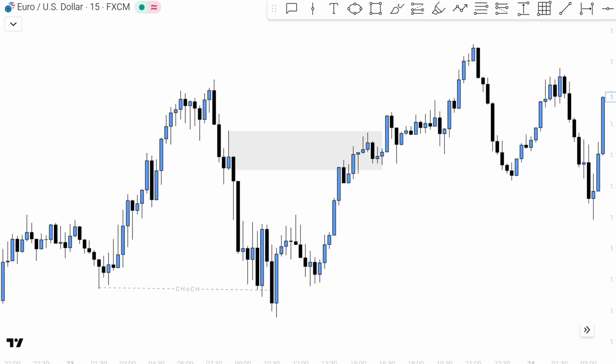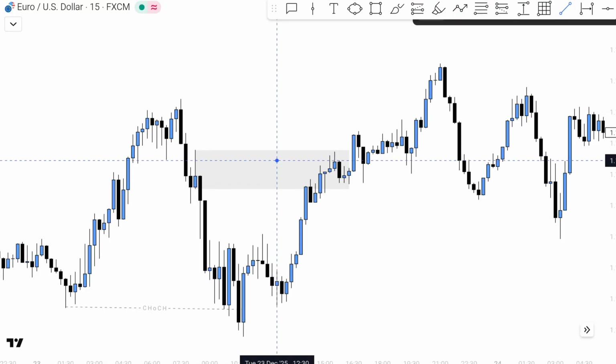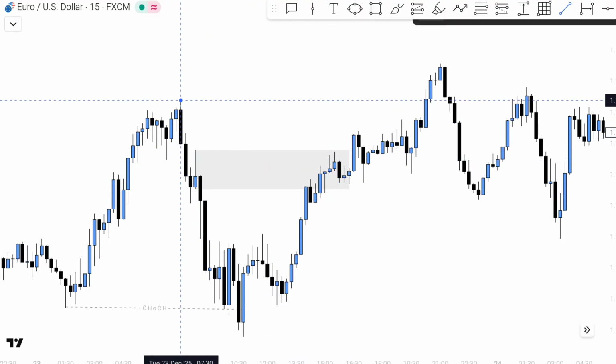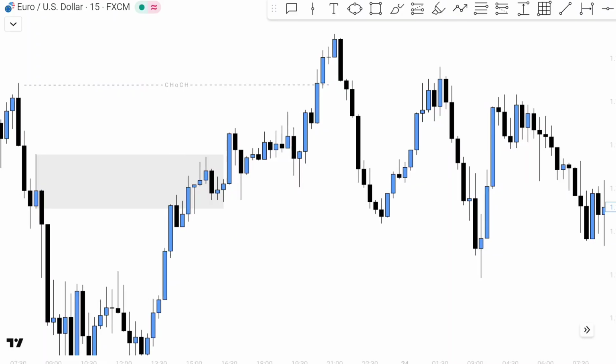Why? Because this is not the real break of structure, and this was not the real change of character, and this is not the real order block. And again the market moves above this point, and they think this is again the change of character, and after the change of character they are willing to buy on this unmitigated order block.